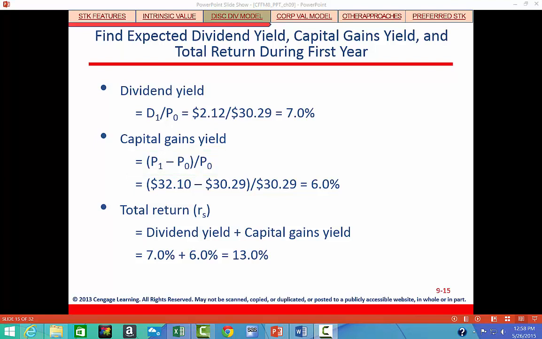Now you could also, if you look down here, since the 7 and 6 sum up to equal 13%, which remember that 13% was the required rate of return for the stock, and that makes sense. If we calculated the dividend yield and we knew the required rate of return, we could back into the capital gains yield. So we could say 13% minus 7% would be equal to the 6%. And that's just because this is an equation, they have to sum up to equal that required return.